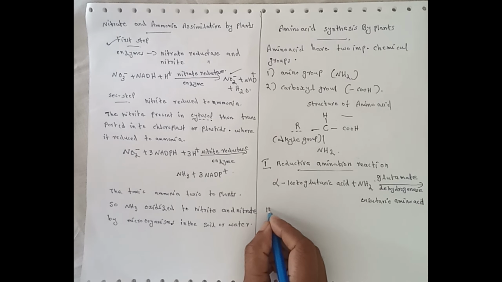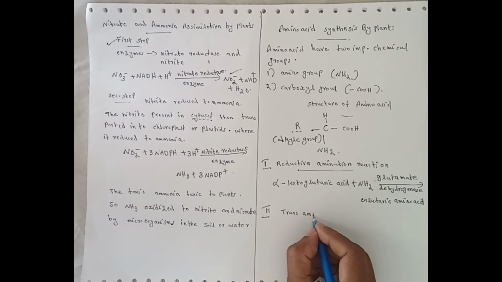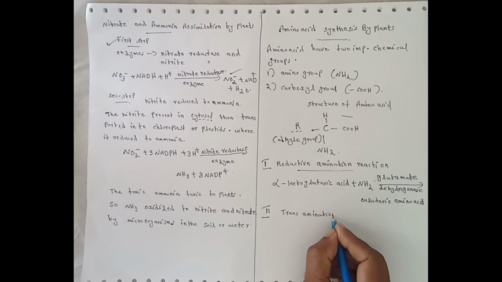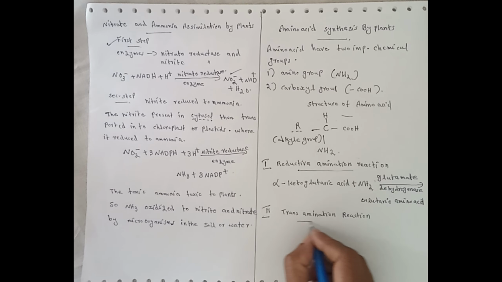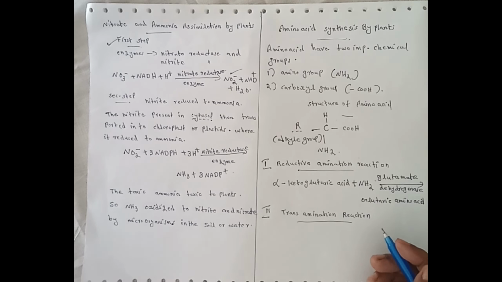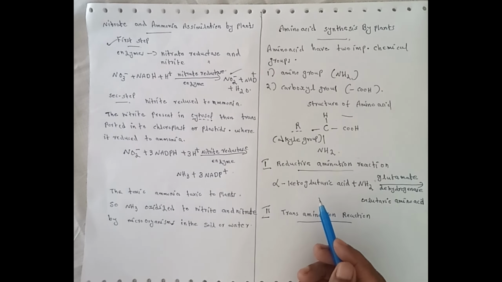Second, the transamination reaction. Here, the reaction involves transfer of the amino group from an already synthesized amino acid to the keto acid.